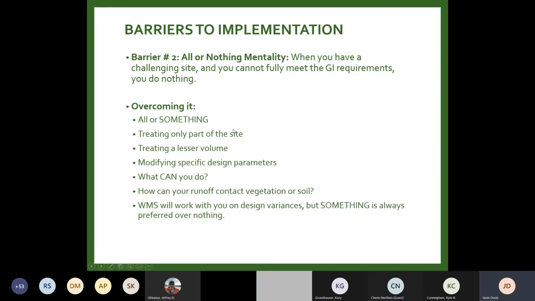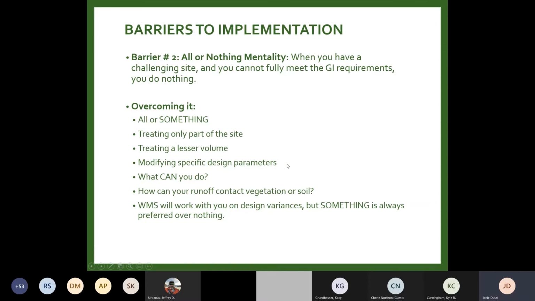Could you treat only part of the site? Maybe the 20% area allowance isn't enough, but what portion of the site can you treat? Could you treat 30%? Could you treat 50%? Or is there a way to treat a lesser volume? So instead of a full ½ inch of rain, could you treat the first couple of tenths, right? Would that make things more feasible? Or as you're looking at different facilities, looking at different design options, could you modify some specific design criteria parameters? So changing the slope criteria or changing a maximum depth or something like that. Does that make things more feasible for your site?